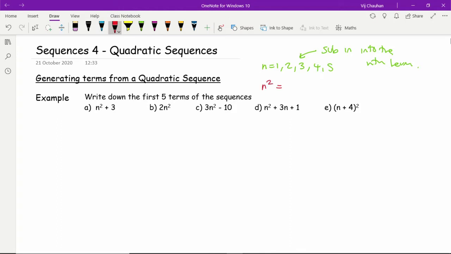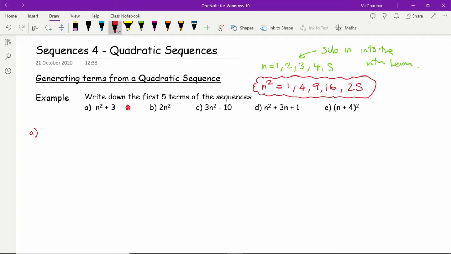So n squared is 1 squared, which is 1, 2 squared, which is 4. Going through a common mistake that most students make there is talking and writing at the same time. 3 squared is 9, 4 squared is 16, and 5 squared is 25. Now just writing this list of numbers will help me when it comes to substituting numbers in, particularly on a non-calculator form. So if I just colour code this first one as A, here we're looking at when n equals 1.